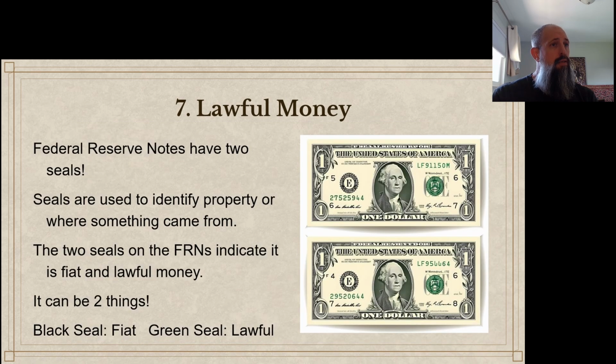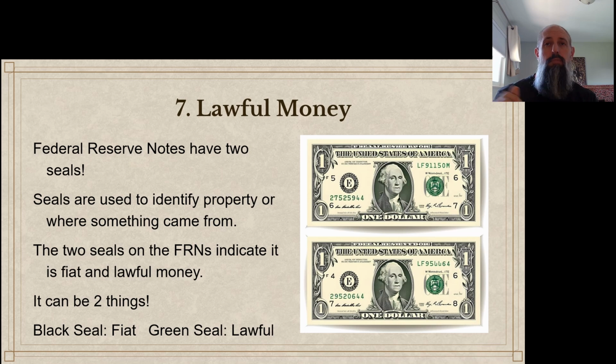Okay, the Federal Reserve note, kind of a chameleon. All right, why can you do this? Why can you redeem it for lawful money? I've never ever heard of this before. Well, no, you haven't. Well, the Federal Reserve note has two seals. Okay, and now a seal is used to identify property or where something came from.